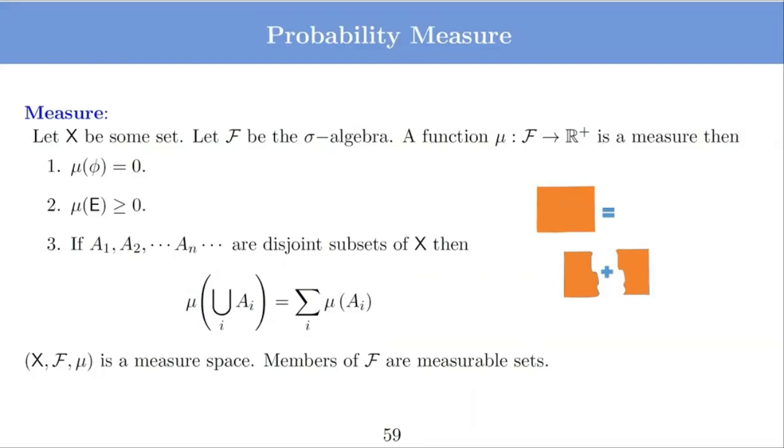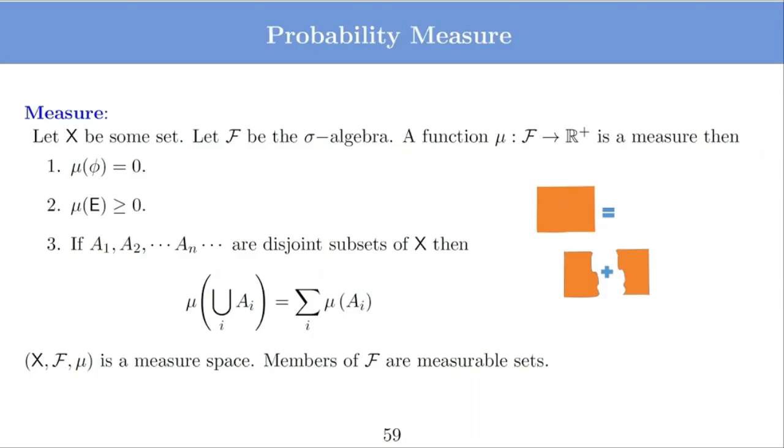First, mu of phi is equal to 0. So if you apply this function to a null set, it should be 0. Now you can understand one more point, that mu is defined on F, so it is only defined for the elements in F. To say that mu of phi is 0, you need to make sure that mu is defined for phi, and that is there because phi is in F. By definition, F is a sigma algebra, so the empty set is a member of F. That is why mu of phi is defined, and mu of phi should be 0.